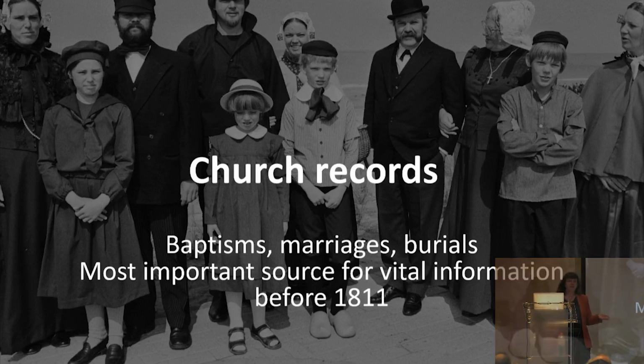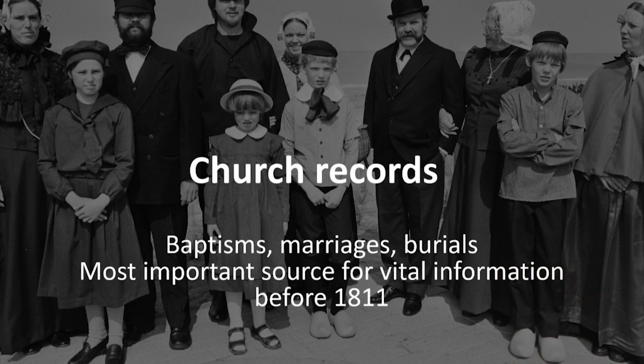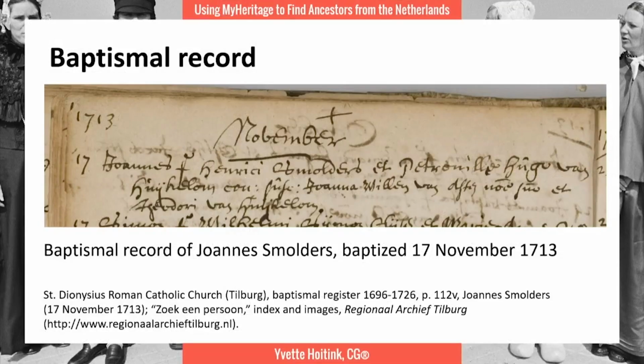Church records. So when the civil registration was introduced in 1811, they needed a basis. They needed to have the proof of birth, of identity. So they required the churches to turn over all their baptismal, marriage, and burial records from before 1811. So they can now be found in government archives. And they are the most important source of vital information before 1811. And the difference between the pre-1811 records and the post-1811 records can be pretty big.